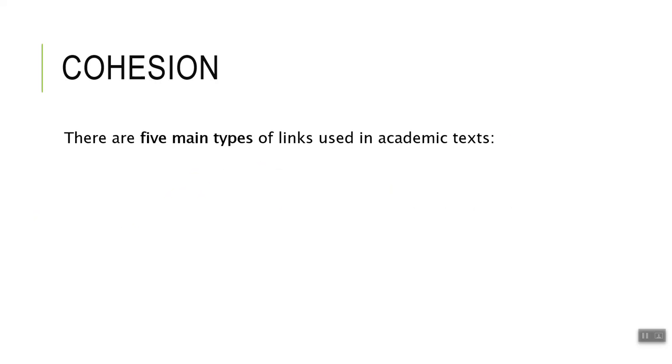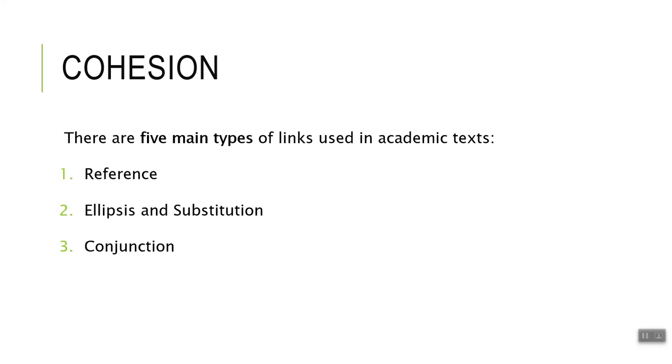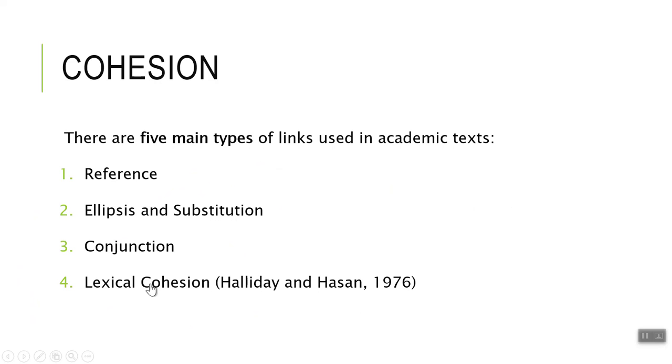So let's look. These are the 5 main types or methods of links when you write an academic piece of work: reference, ellipsis and substitution, and conjunction. Now, it's not the grammatical technique of conjunction words like and, because. This is just a term for linking your sentences. Then lexical cohesion. There are many names out there, but I will use this term, which was coined by these 2 guys in 1976.